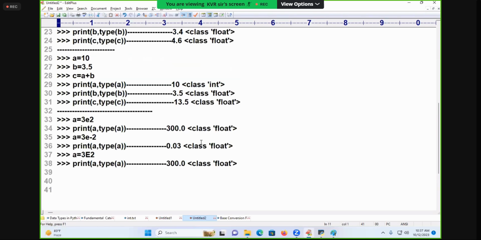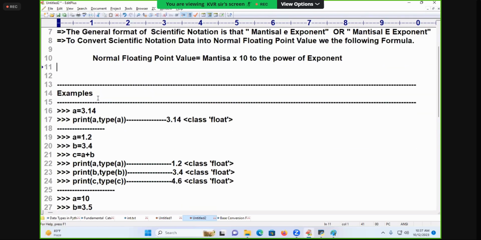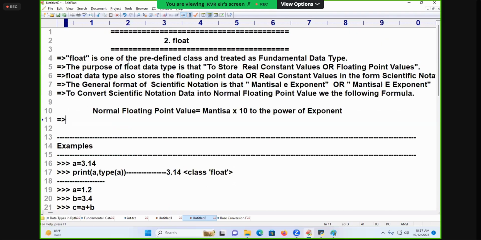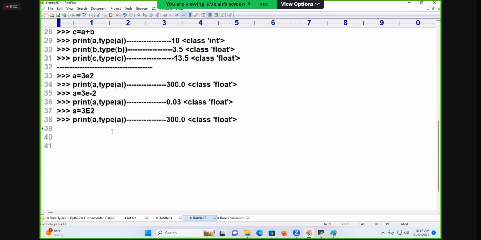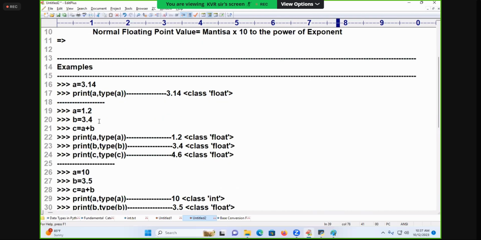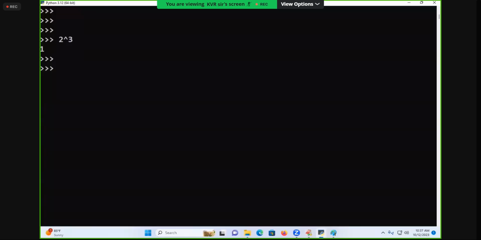Good. Come to the next point here. Now, see what I am saying, in float data type. Is it clear? Okay, I say one more point, a beautiful point. What is the advantage of scientific notation, sir? The advantage of scientific notation is to save memory space.